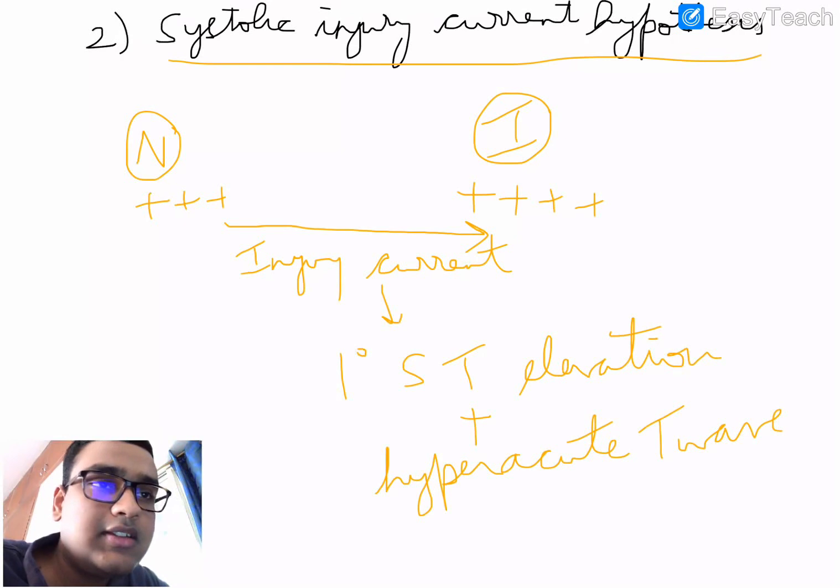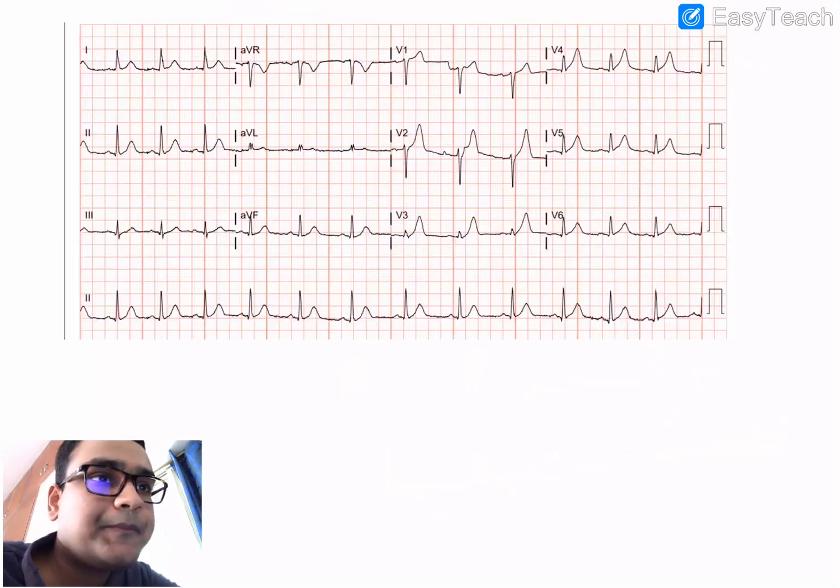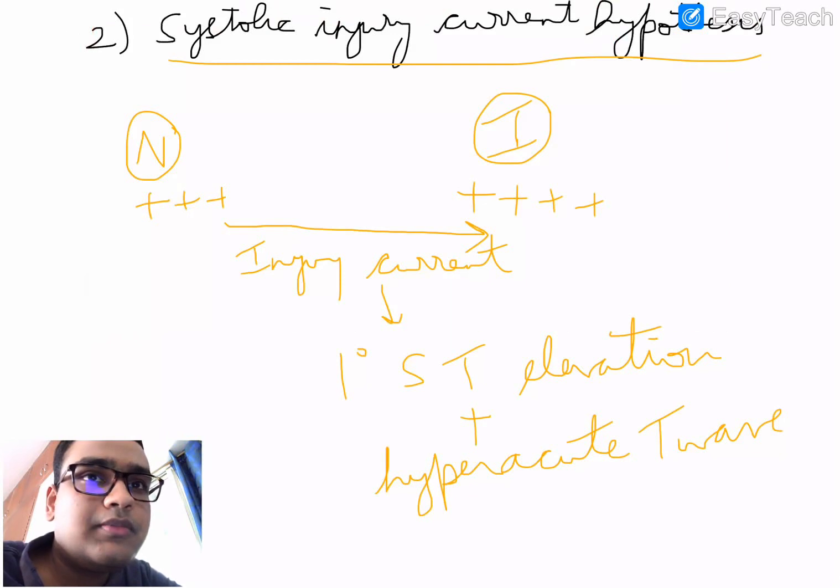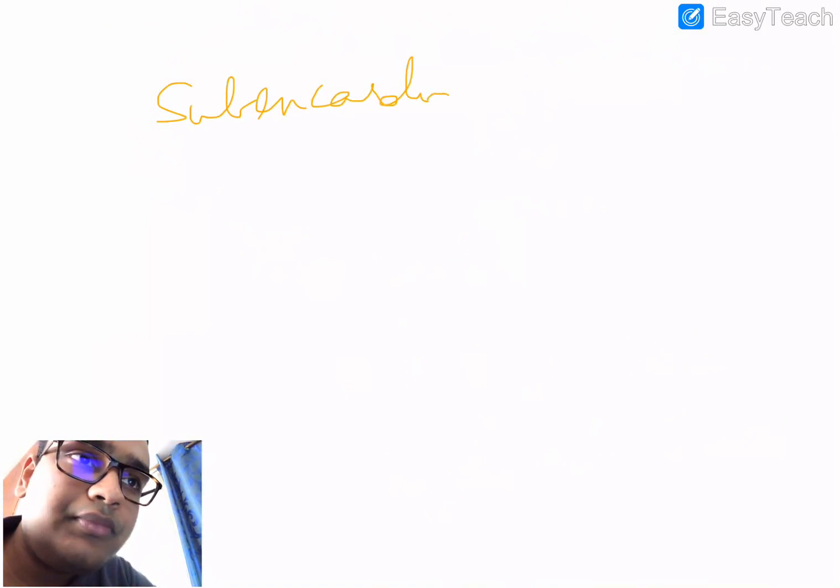So this theory is much easier to understand. The ischemic cell gets repolarized faster. So there's an injury current towards the ischemic region leading to primary ST elevation with hyperacute T wave. So before looking at the ECG, we'll see about two types of injury which can occur with MI. It can be a subendocardial injury, or it can be a transmural injury.